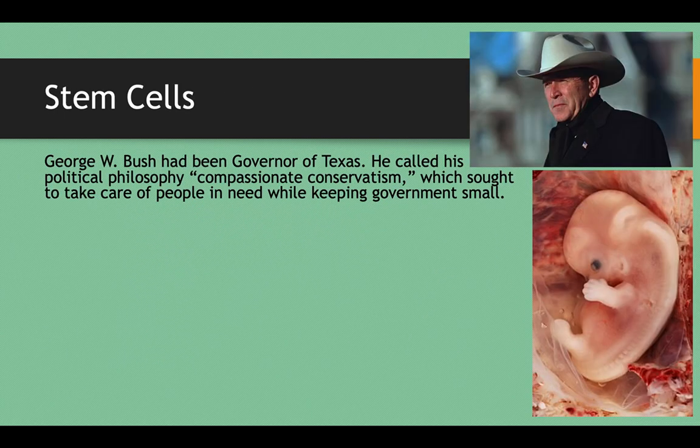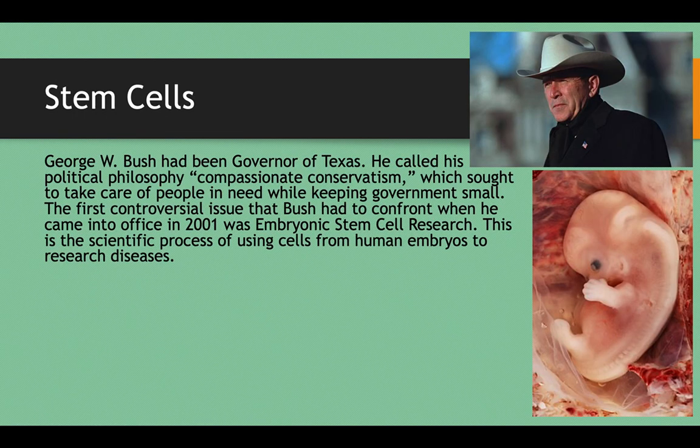George W. Bush had been governor of Texas, and he called his political philosophy compassionate conservatism. And this sought to take care of people while at the same time keeping government small. Now, the first controversial issue that Bush had to face as president when he came into office in 2001 was the issue of embryonic stem cell research.